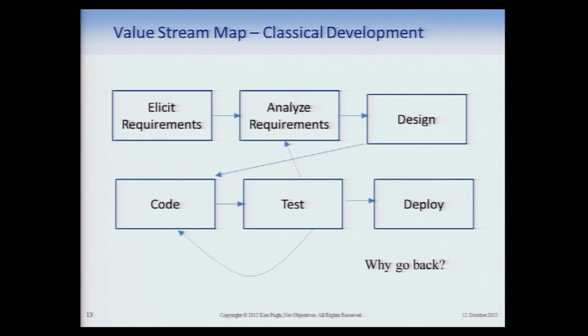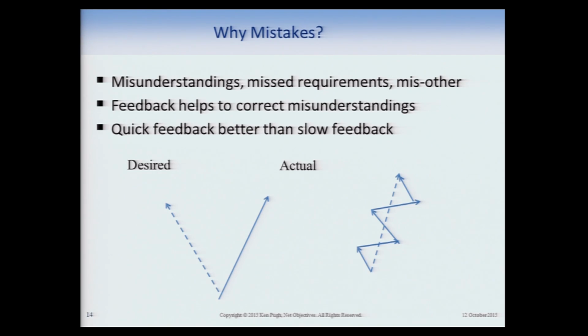So, in classical development, here's what we do. We elicit requirements. And this is classical, even agile development. It's just the size of the requirement that is slightly different. We elicit requirements. We analyze requirements. We design. We code. We test. And then we deploy. But we have loopbacks. Tests back to analyze requirements. Tests back to coding. Why do we have those loopbacks? Misunderstandings, miscommunication, missed requirements, missed everything.